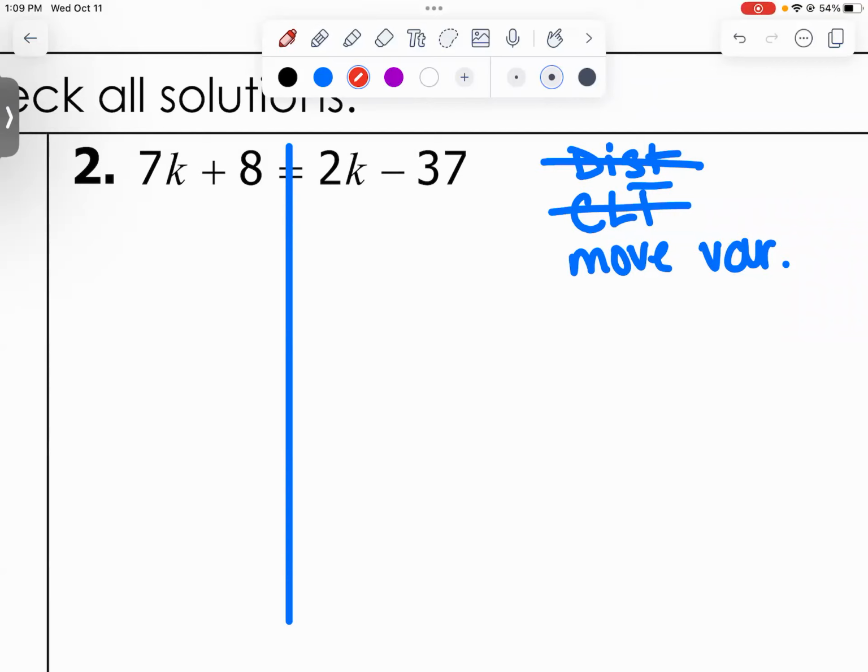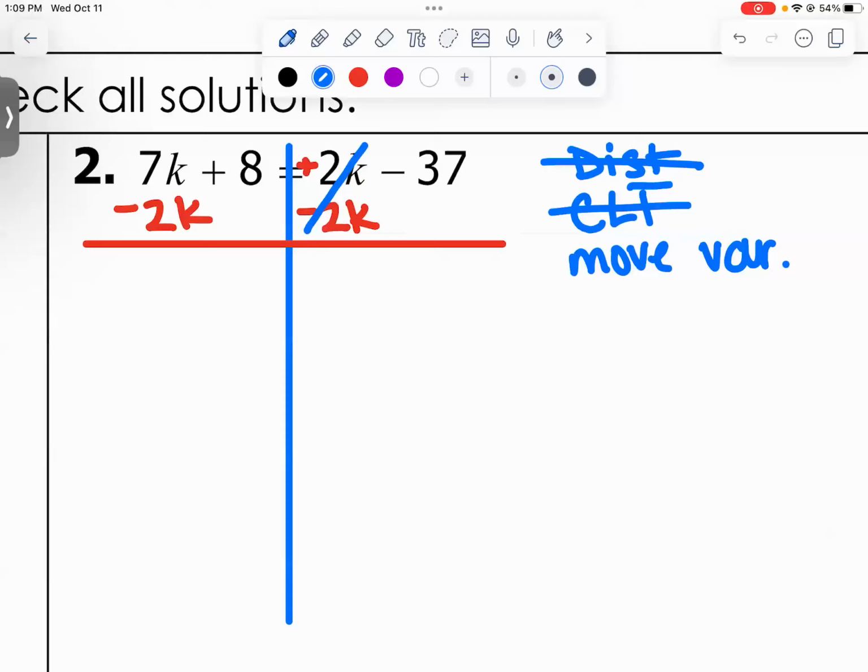Subtract 2k from... Okay, this is a positive 2k. So to undo it, we need to subtract 2k from both sides so that these two can cancel out. Notice how I'm stacking the minus 2k underneath my 7k, underneath my 2k, so I can see that those are going together.